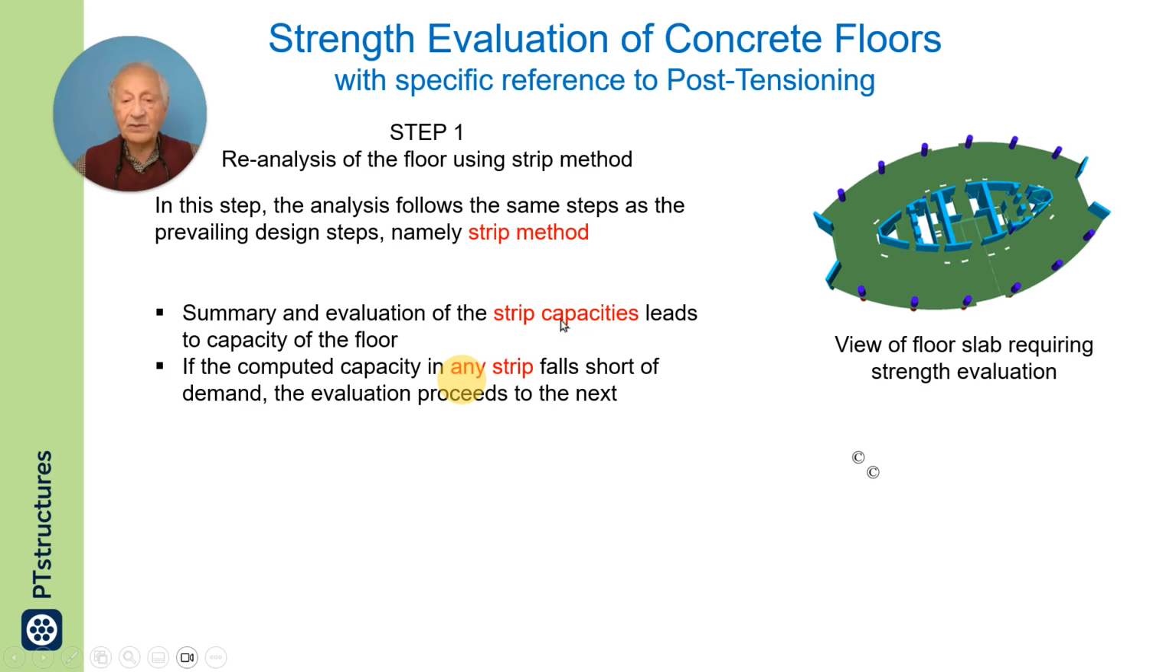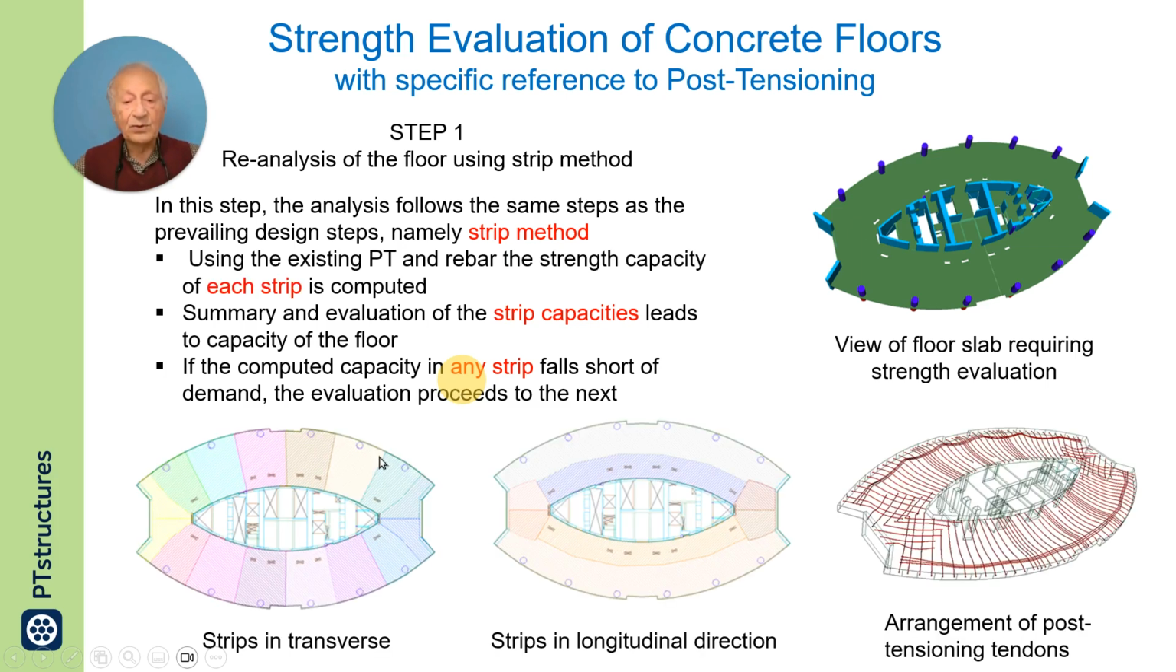Summary and evaluation of the strip method leads to the capacity of the floor, and if the computed capacity in any strip, you break this into strips, falls short of demand, then you go to the next step. Here in these three images at the bottom, the one on the left shows a breakdown of the slab in your first evaluation into strips in up-down direction.